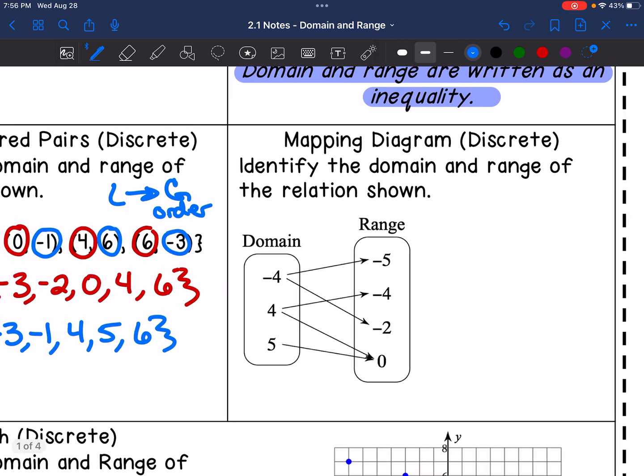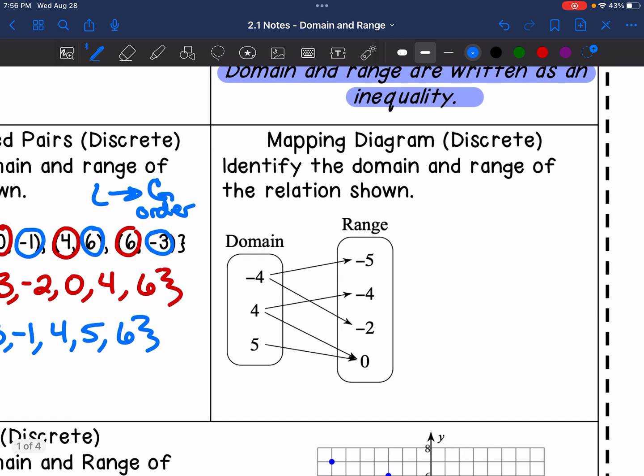All right, now let's look at a mapping diagram. You should recognize these. You've seen them before. With a mapping diagram, the left side is your x values. That's your domain. The right side is your range, your y values. Okay. Now remember, with a mapping diagram, the arrows that go off of your domain are just telling you how many times that x value is being used. Okay, but when we write domain and range, we don't repeat x values or y values.